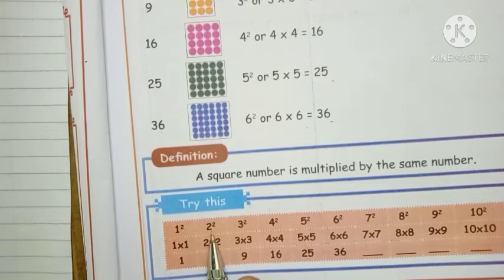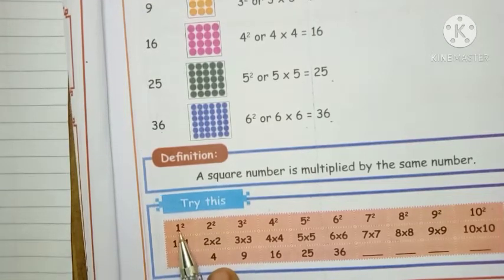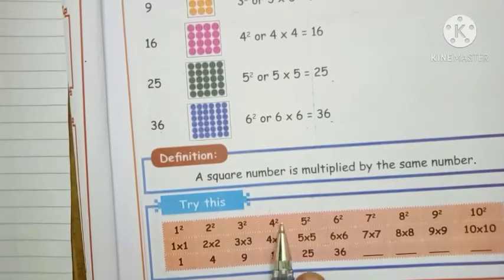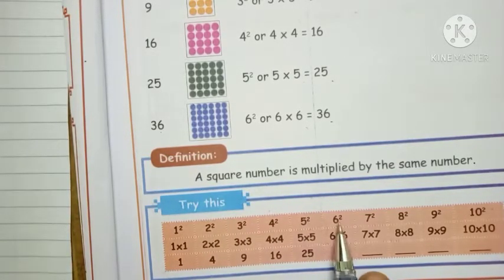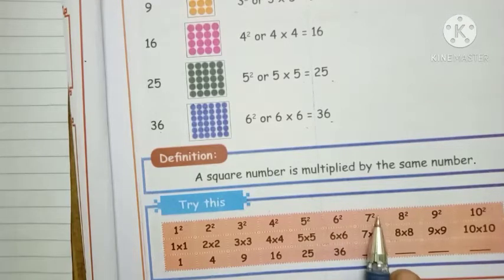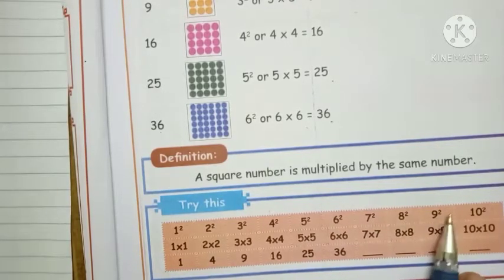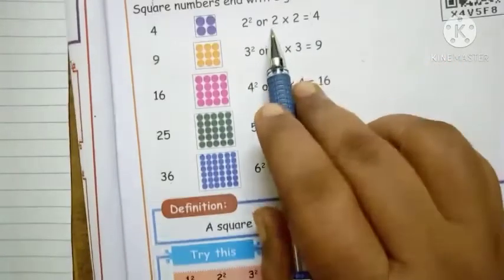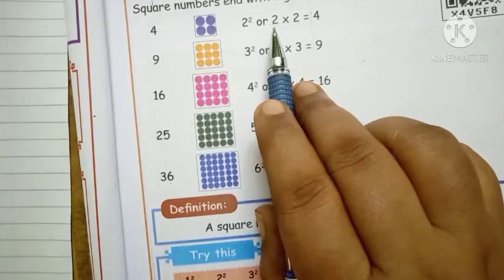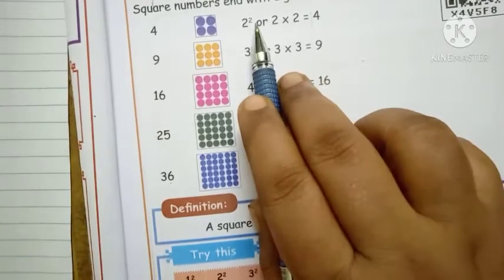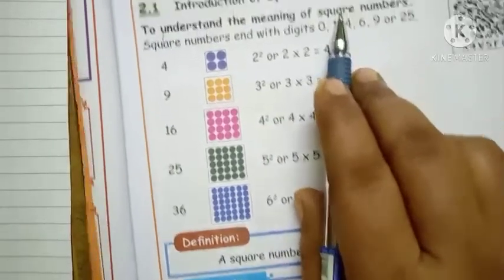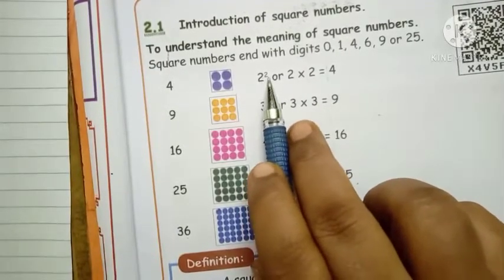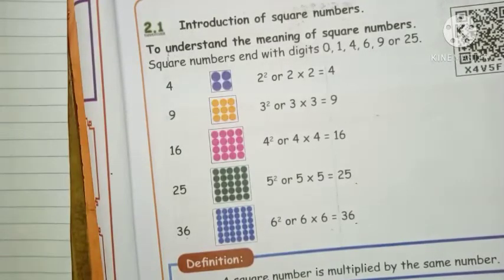1 square, 2 square. How to call this? 1 square. 2 square. 3 square. 4 square. 5 square. 6 square. 7 square. 8 square. 9 square. 10 square. That's why write the number the same 2 times. 1, 2. 2 times. That one is saying for square number. That's why it's called square number. 2 power 2. 2 square. Okay, children?